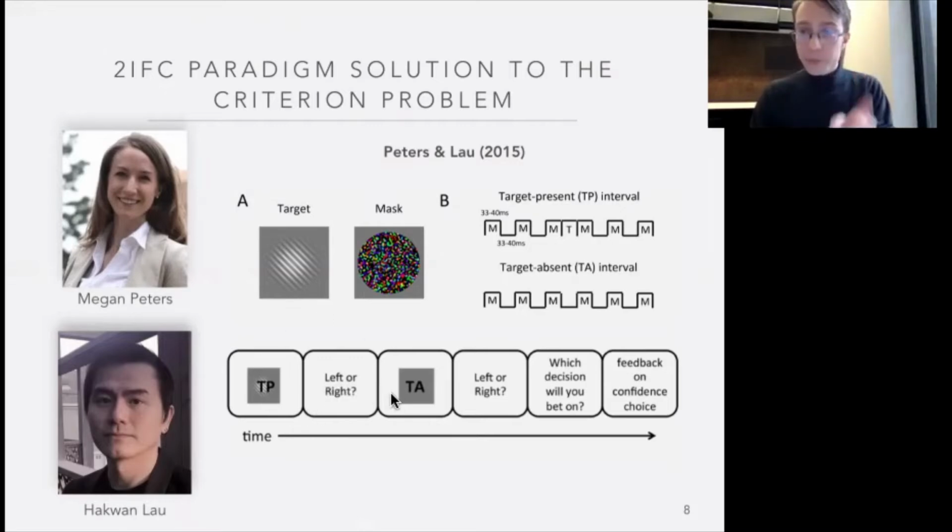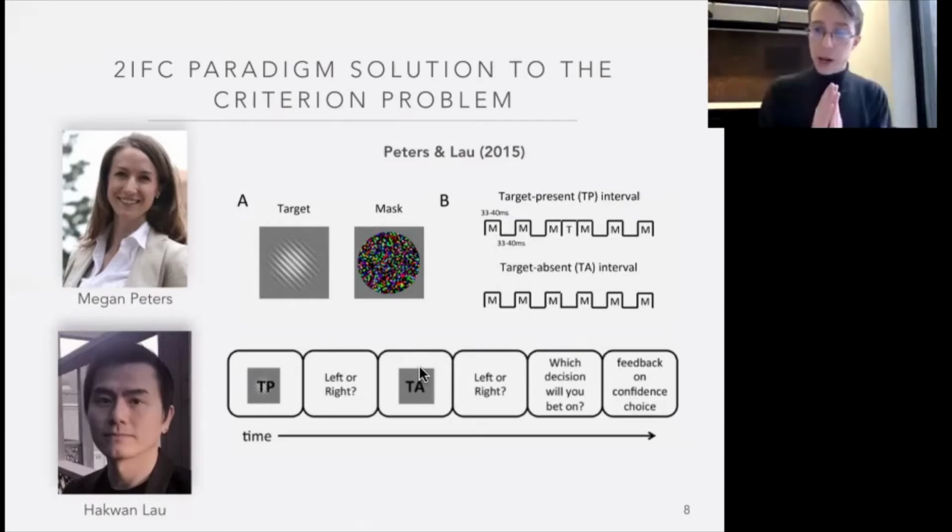Then you're told that you're presented with the target a second time, and you have to say whether it's left or right. And then you're asked on which of your two decisions you will bet. Or in a control experiment, they asked in which interval the stimulus was more visible. Was it more visible the first time we showed it to you, or the second time?